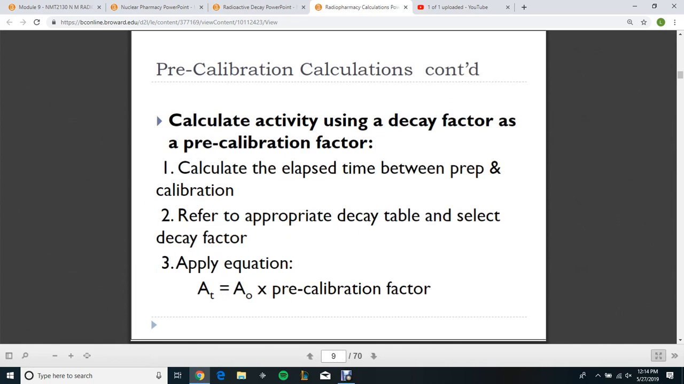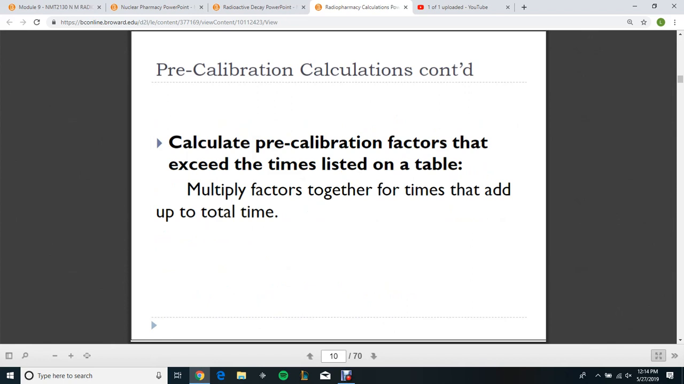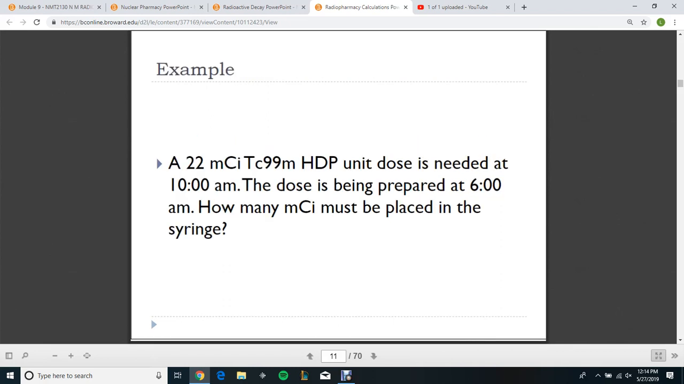Calculate activity using a decay factor as a pre-calibration factor. Calculate the elapsed time between prep and calibration. Refer to the appropriate decay table and select the decay factor. Apply the equation: activity at time t is equal to the activity of the original times the pre-calibration factor. For pre-calibration factors that exceed the times listed on a table, multiply factors together for times that add up to the total time.